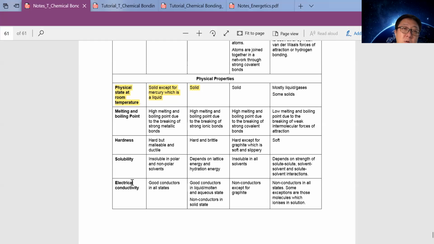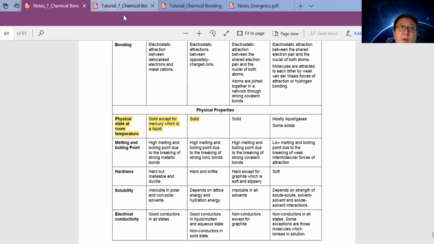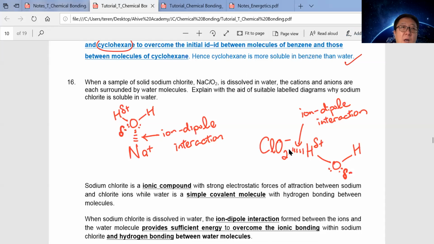All right. So we went through all these: melting point, boiling point. Make sure you know how to explain them, and then the hardness, solubility, and electrical conductivity. I'll leave this for you to read. Let's go straight back to our tutorial to finish up the chemical bonding.